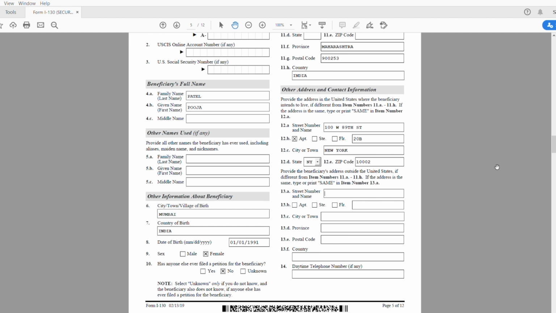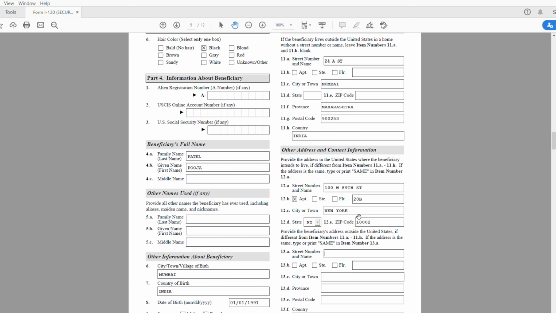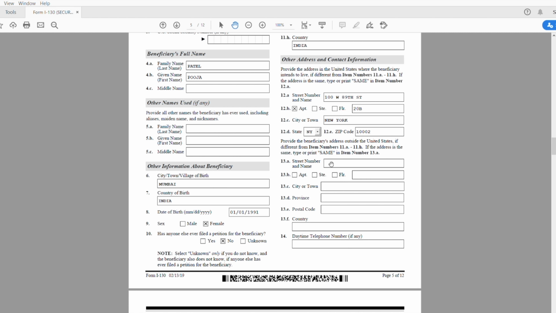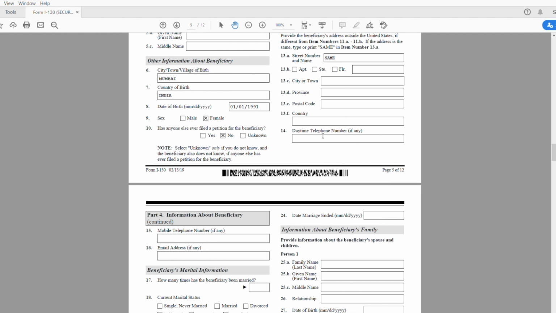Next, provide the beneficiary's address outside the United States, if different from item numbers 11A through 11H. If the address is the same, type or print same in item numbers 13A. So here, the beneficiary's foreign address is this India address. So we would just type same in this box and then skip items 13B to 13F. However, we will provide a telephone number here. So we would enter the country code.